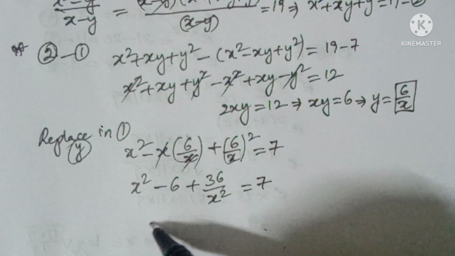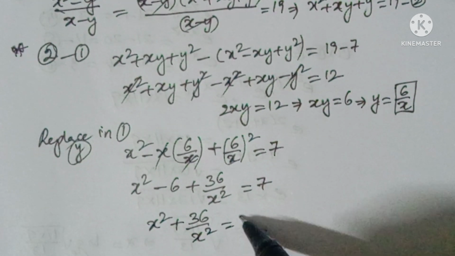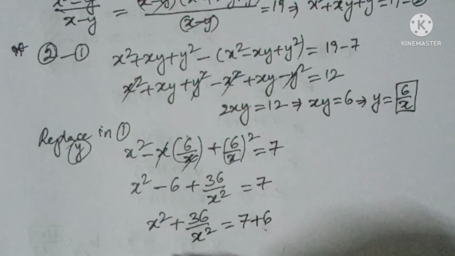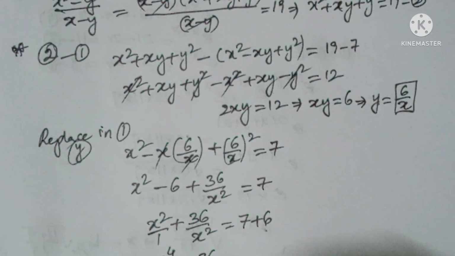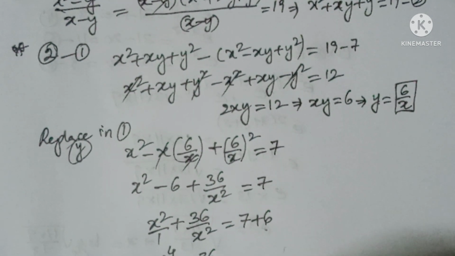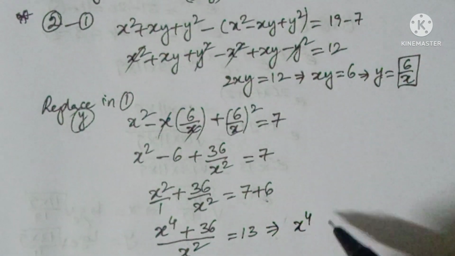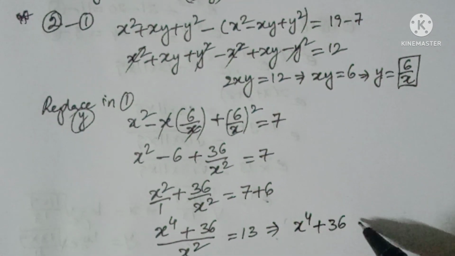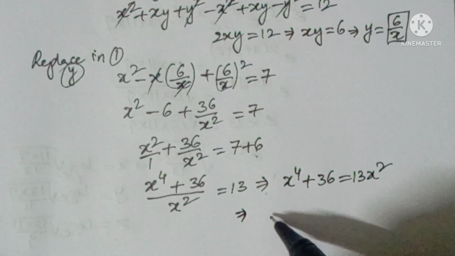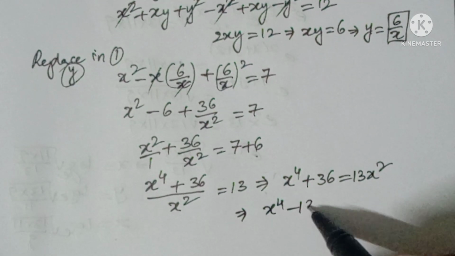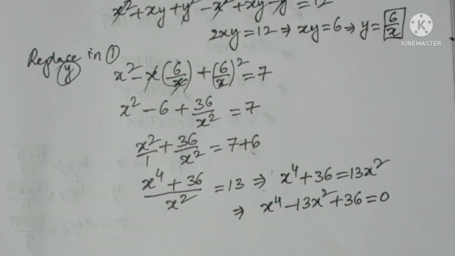Send 7 to that side: x² + 36/x² = 7 + 6. So here if you take the LCM, (x⁴ + 36)/x² = 13. So you can write a quadratic: x⁴ + 36 = 13x². So it is quadratic in x²: x⁴ − 13x² + 36 = 0.